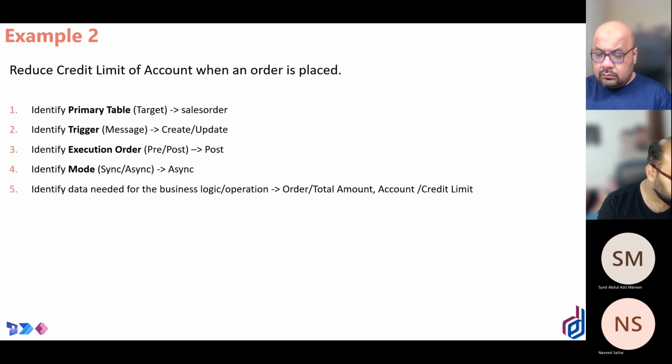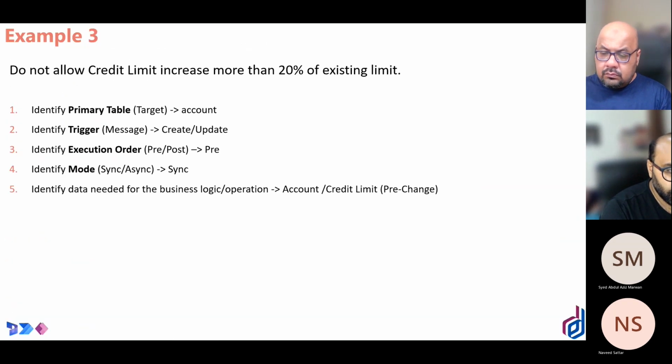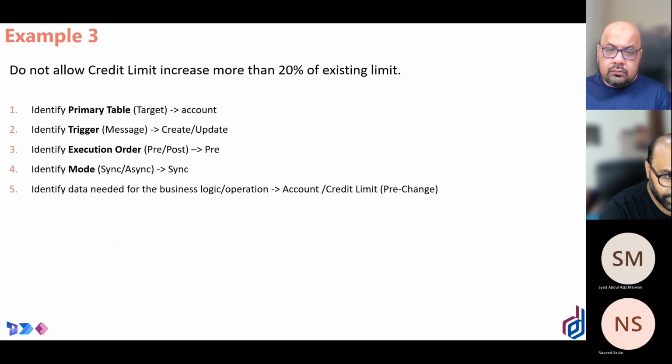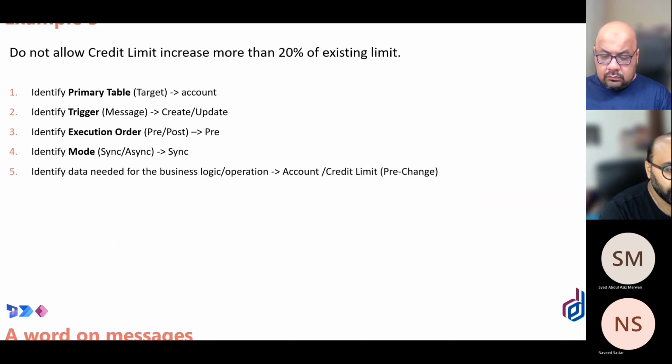So you won't be able to fulfill, and for this one we don't even have to run the code on update. I guess there is a message, or trigger, called fulfill order, so we can directly trigger there. So that's the power of plugins. Okay, so we saw three examples. I guess you will get a little context here of what we are trying to do.